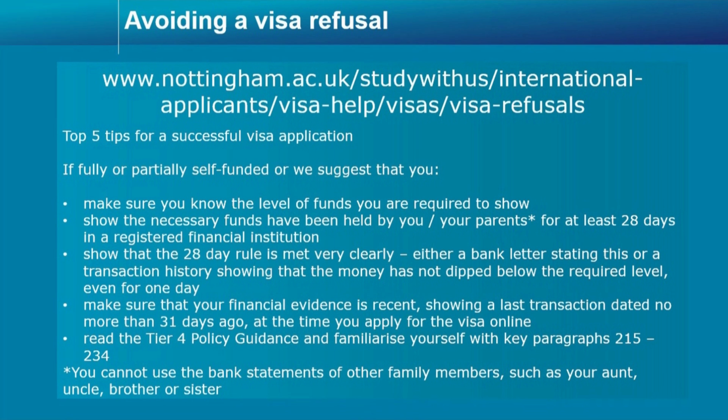And finally, the full rules about financial evidence requirements and format can be found in the Tier 4 policy guidance. The paragraphs are 215 to 234. It does pay off just to make sure you're familiarising yourself with those requirements.